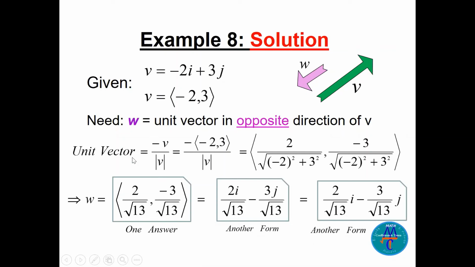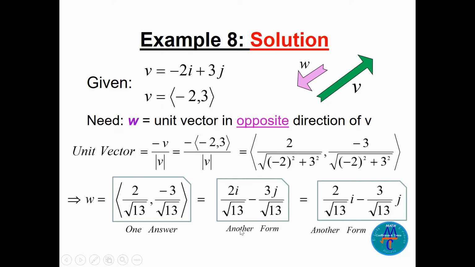So now the unit vector, which is w, we need minus v because it's the opposite, divided by the magnitude of v. We can find first the magnitude of v, the square root of a squared plus b squared. So minus 2 squared is 4, 3 squared is 9. That will be the square root of 13. Now the opposite: minus times minus becomes 2, and minus with the 3 becomes minus 3. So now w, which is the required unit vector in the opposite direction, will be (2 over square root of 13, minus 3 over square root of 13).